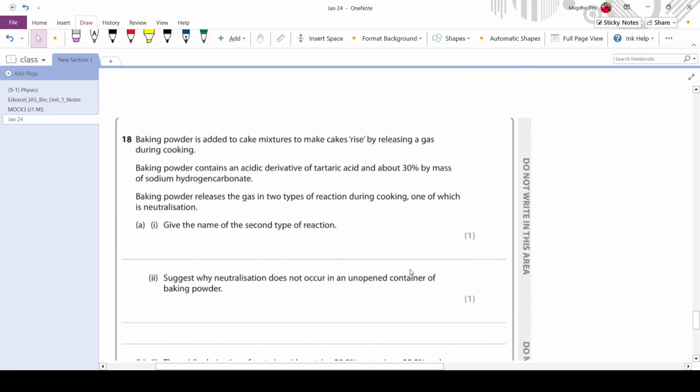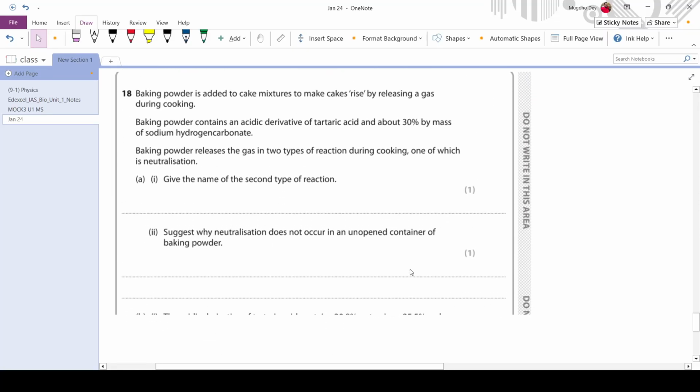Okay, I think 18. Which one? 18 A2. Suggest why neutralization does not occur in an unopened container of baking powder.